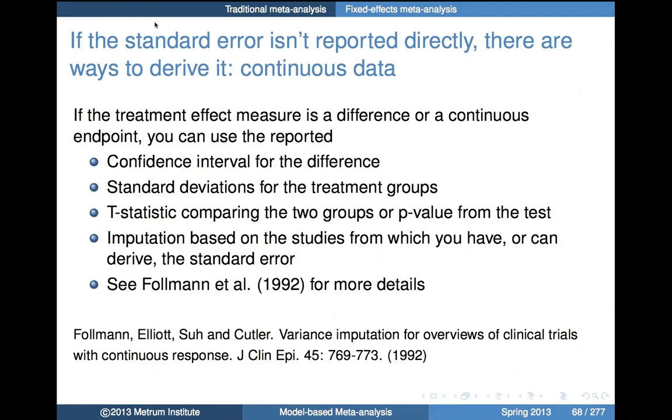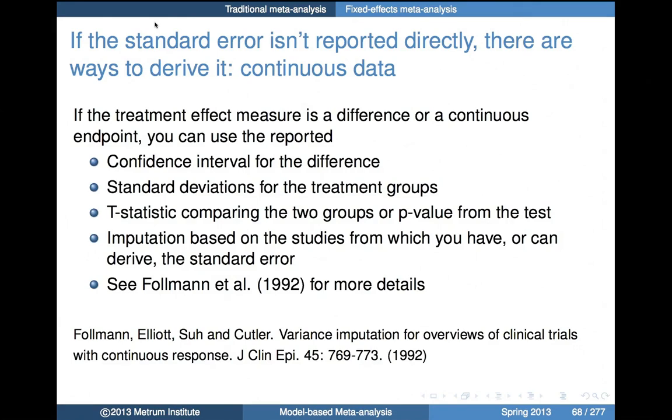If the endpoint that we're working with is continuous, so if in the examples that we looked at previously, we were talking about a log odds ratio for a responder rate, for example, or a mean difference from placebo, then we can extract the standard error either using confidence intervals for that difference or for the mean effect, and we'll give an example about how we can extract those standard errors from confidence intervals in just a minute.